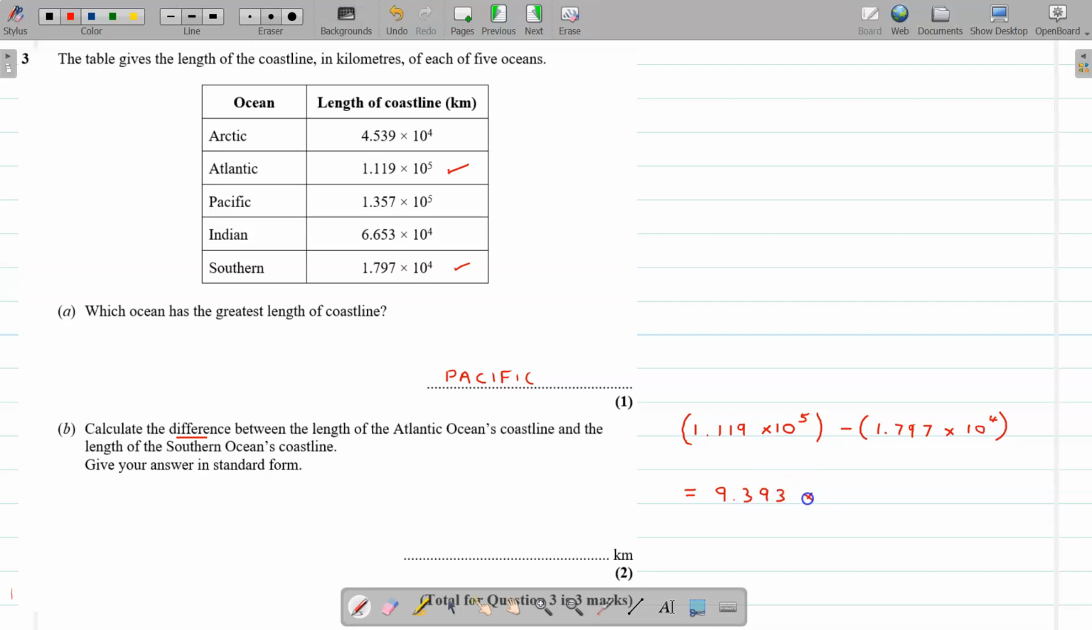And it doesn't say anything about the degree of accuracy, so I would just leave it like that. Okay, and that's your 3 marks for that question on standard form.